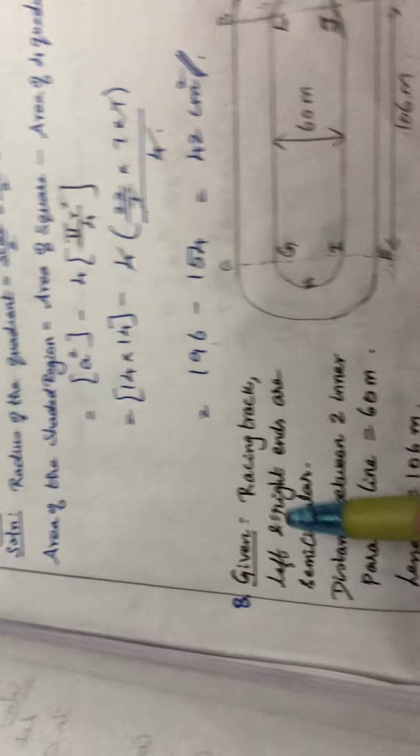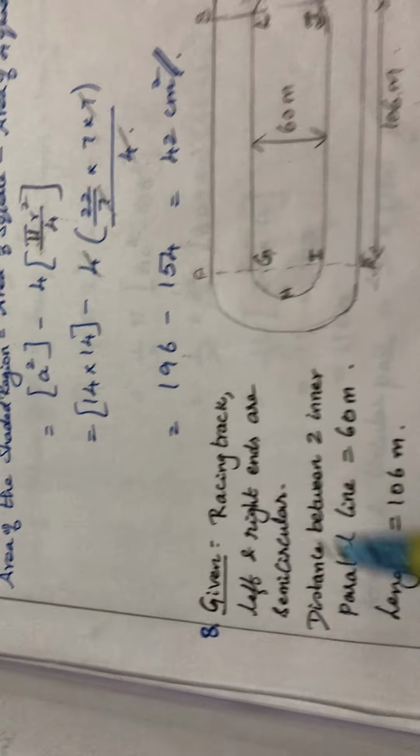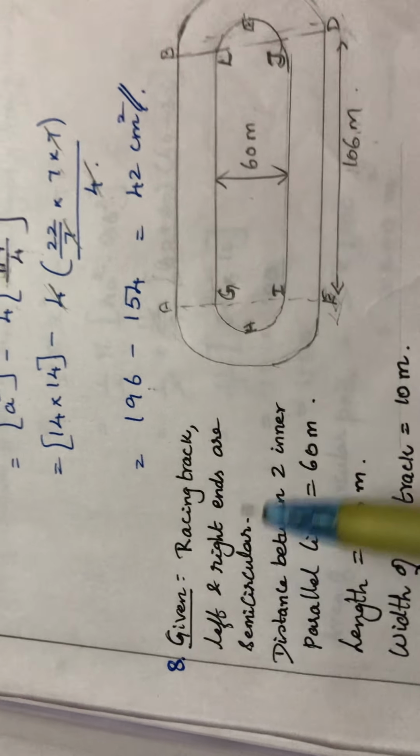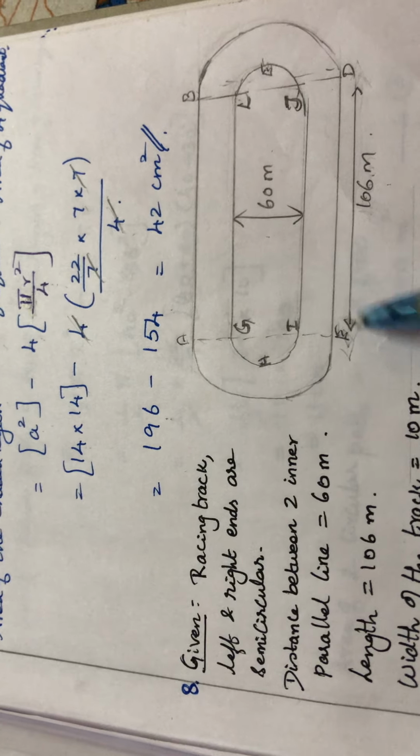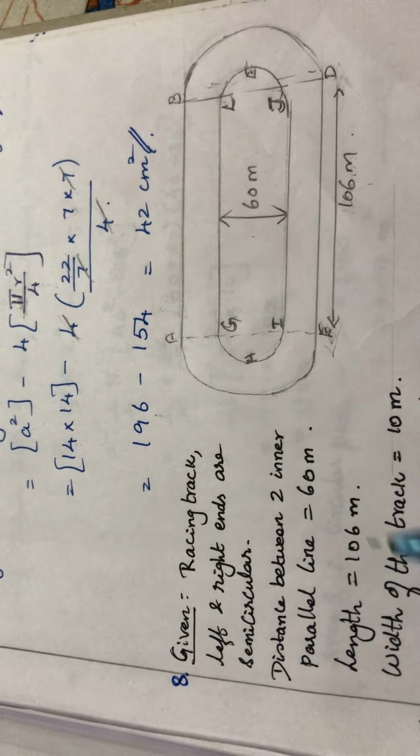So first, what are the given informations I am writing? Given, it is a racing track, and the left and right ends are semicircles. So I have drawn the track with the left and right semicircles.